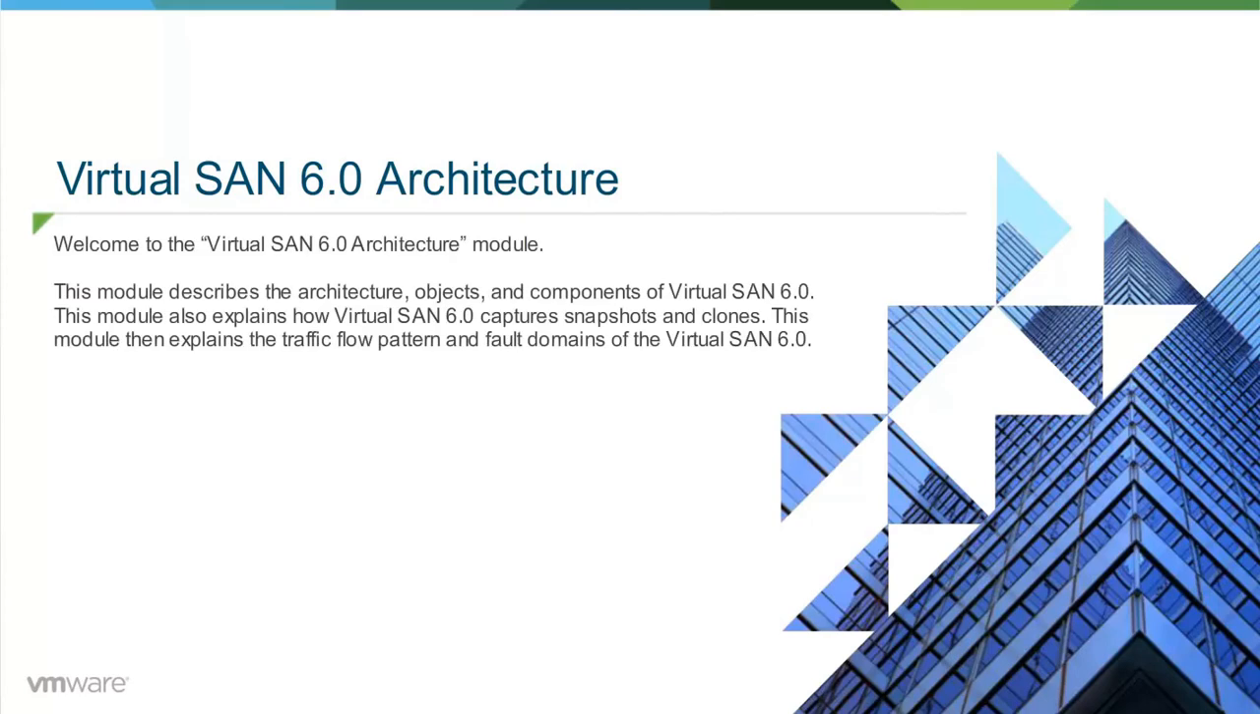Welcome to the vSAN 6.0 architecture module. This module describes the architecture, objects, and components of vSAN 6.0. This module also explains how vSAN 6.0 captures snapshots and clones. This module then explains the traffic flow pattern and fault domains of the vSAN 6.0. Click Next to continue.